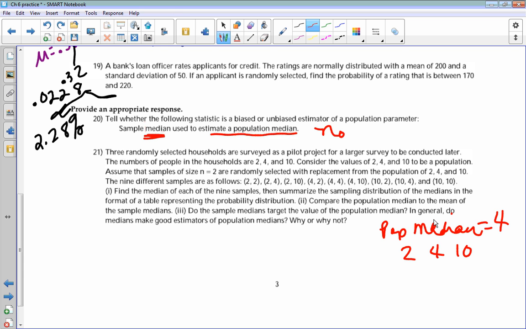But I want to know if taking a sample from that population, if that median is a good predictor for my population median. So here are the different samples that we could get when we take an N of 2. This is a whole list of them here. So let's make a table.